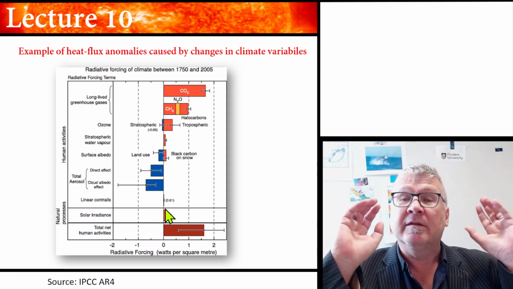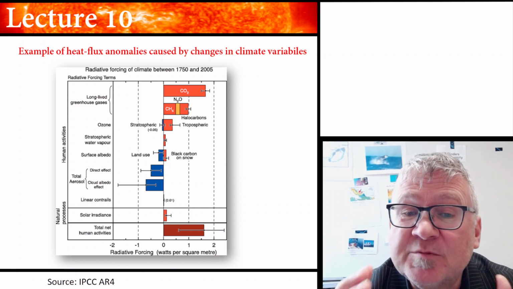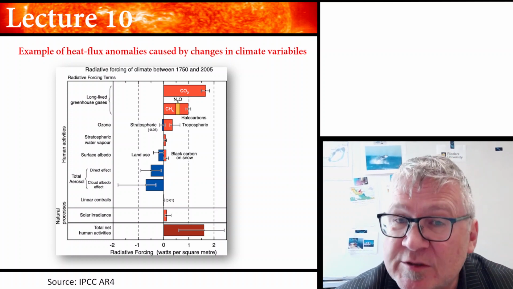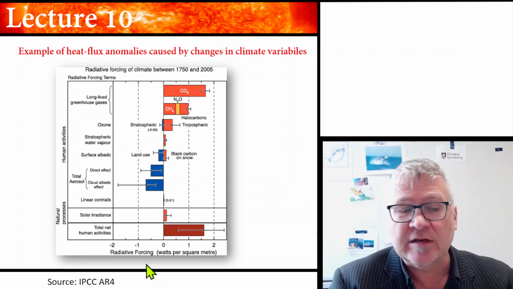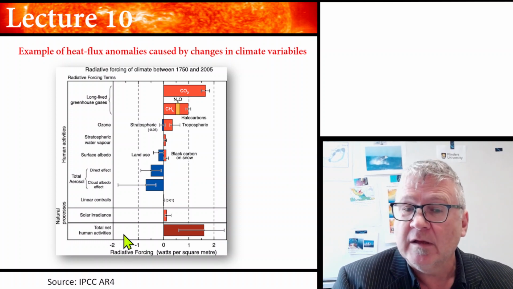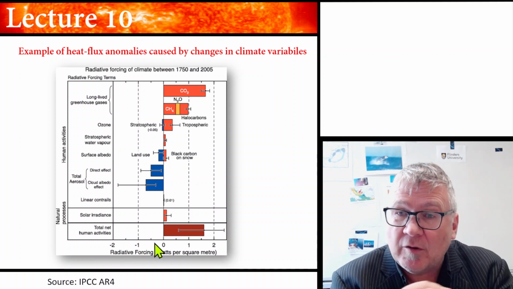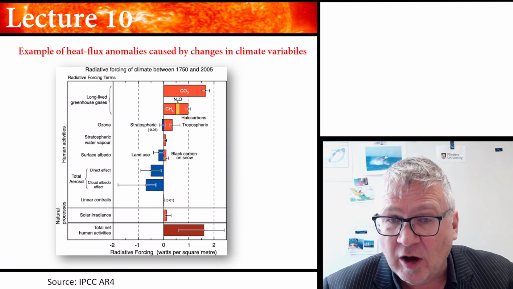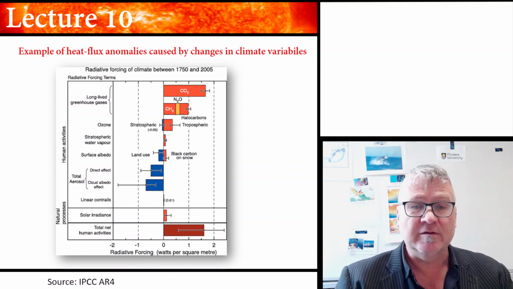All expressed on the same graph and expressed by the same unit of watts per square meter as a change in radiative forcing. This is how you can express all different types of climate variables. Okay?